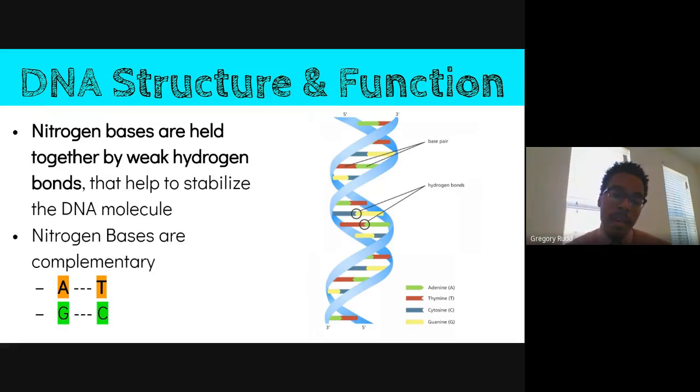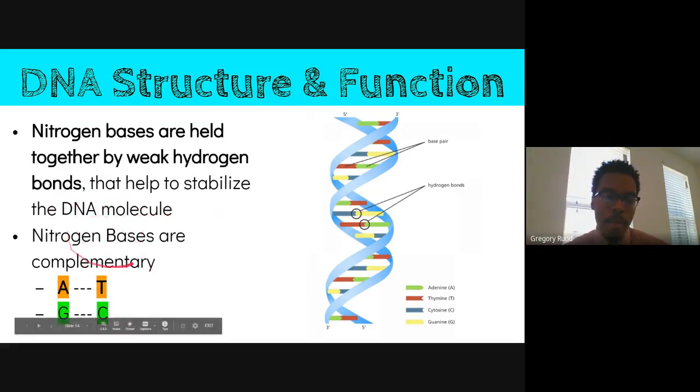All right. And the nitrogen bases are complementary, meaning that they always pair up in this same way unless there is a mutation. So A should always be with T, T should always be with A, G should always be with C, and C should always be with G.